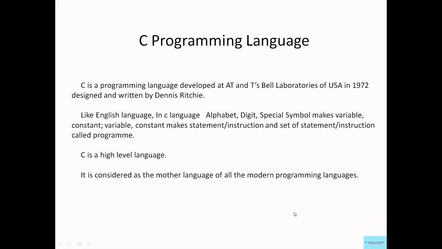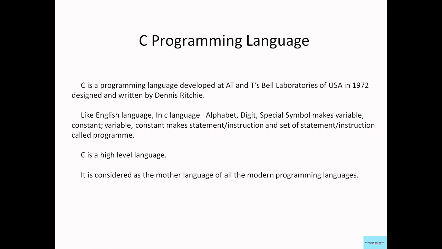C is a programming language that was developed at AT&T Bell Laboratories of USA in 1972. It was designed and written by Dennis Ritchie.